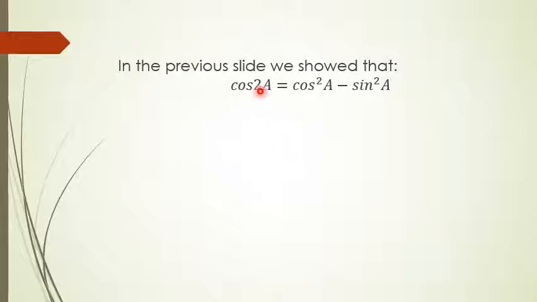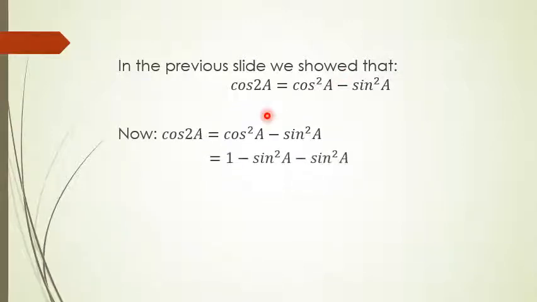But we have seen in the previous slides that cos 2a is equal to cos squared a minus sine squared a. So this time we want to get rid of cosine squared a. So we replace cos squared a with 1 minus sine squared a. And these are like terms, and that simplifies finally to cos 2a equal to 1 minus 2 sine squared a.